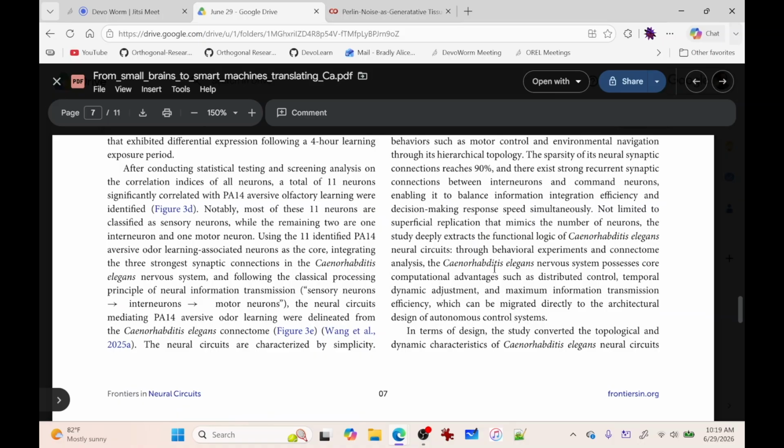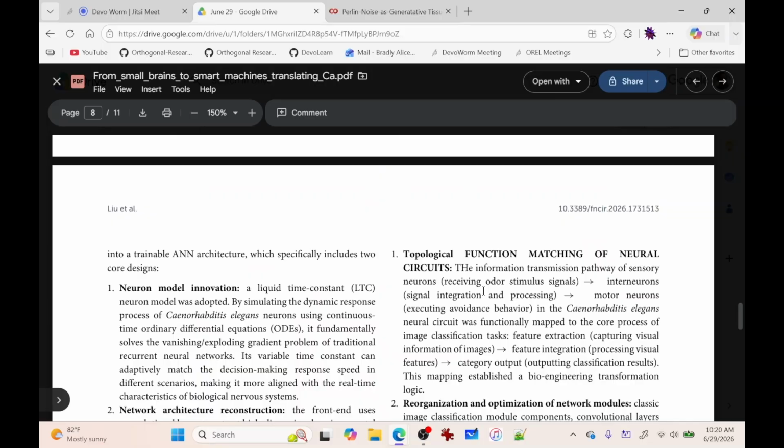And so the C. elegans nervous system possesses core computational advantages such as distributed control, temporal dynamic adjustment, and maximum information transmission efficiency, which can be migrated directly to the architectural design of autonomous control systems. So they were using this for autonomous control systems, and they used this in lieu of a neural network, and they were able to get good results. And the reasons for that involved the topology of the network.